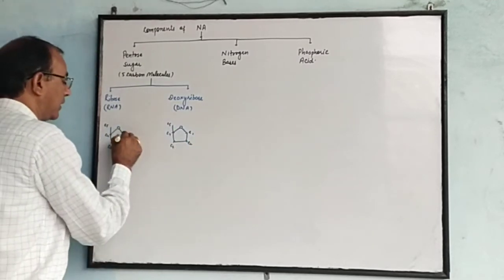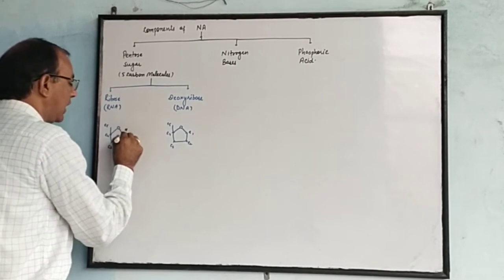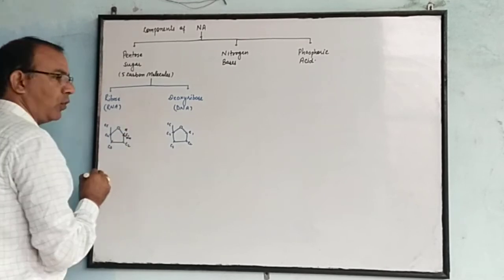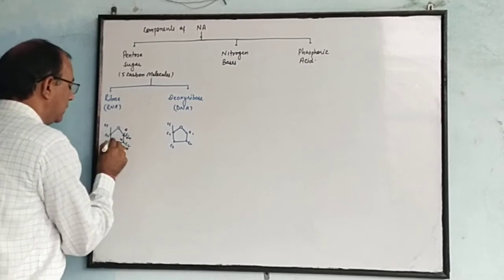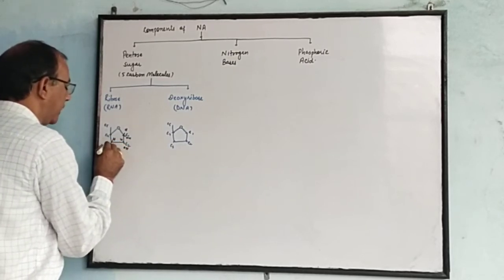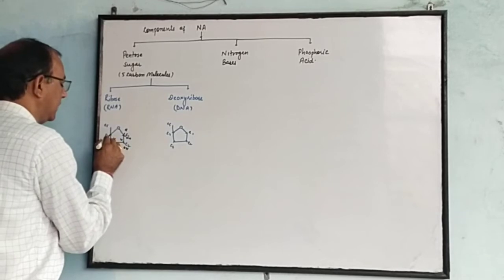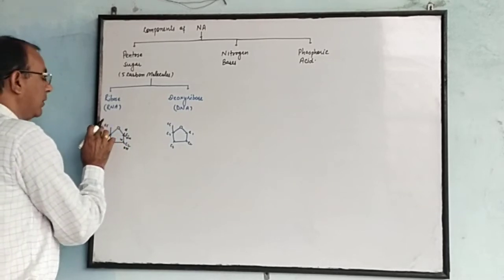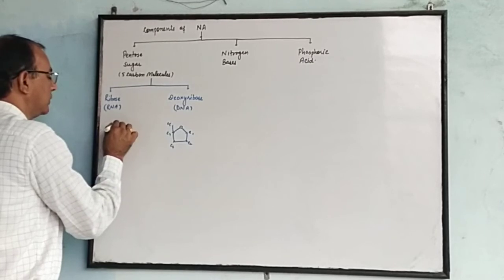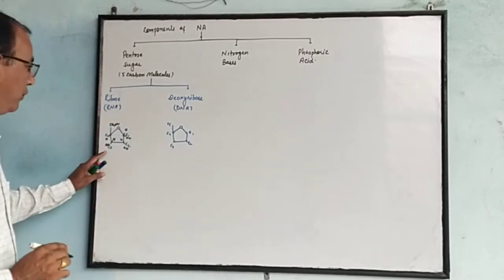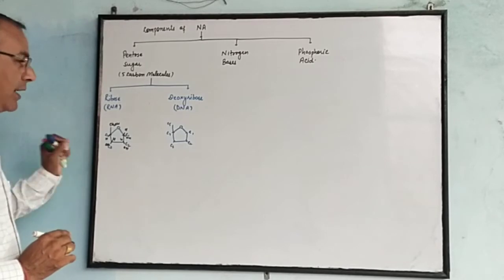At carbon number 1, it contains H and a hydroxyl group, OH. This contains H, and at carbon number 5, it contains CH2OH. This is the structure of ribose, meaning RNA.